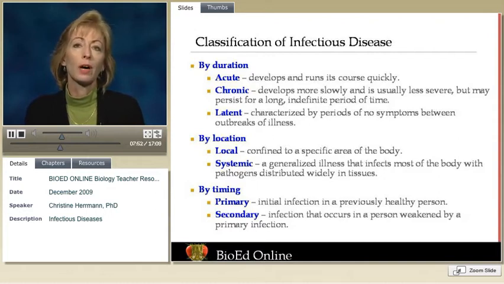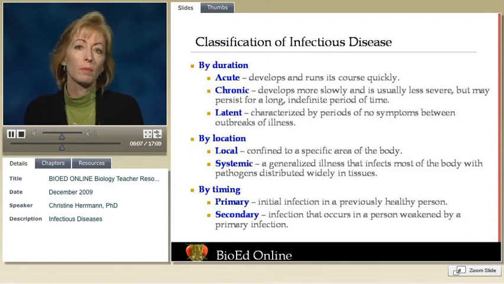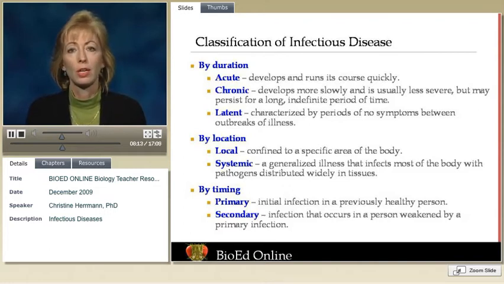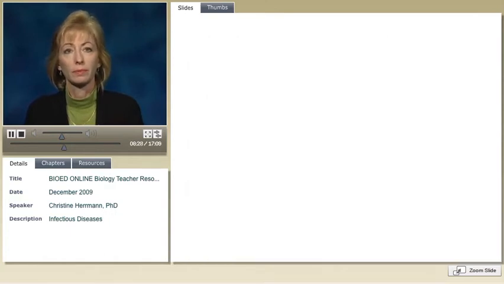Local infections are confined to a specific area of the body. When pathogens spread from a localized site into the bloodstream, a systemic infection can occur. A systemic infection is a generalized illness that infects most of the body. On occasion, a person can become infected by more than one agent. The primary or initial infection occurs in a previously healthy person and is usually an acute infection. But because of this infection, the patient's immune system may become weakened, and the person may become infected by another agent in what's referred to as a secondary infection.